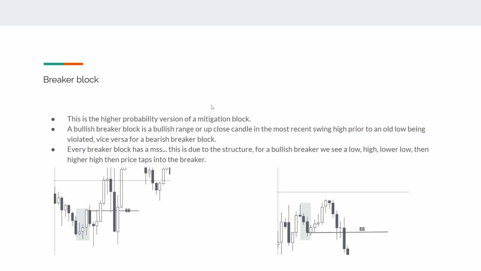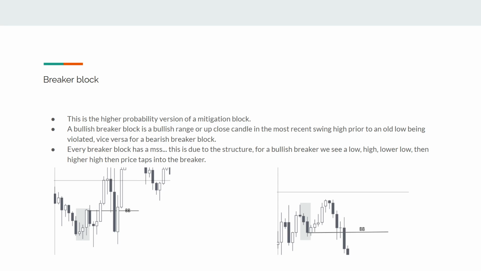Breaker block. This is the high probability version of a mitigation block. Again, I'm not going to go over mitigation blocks because I don't use them, and I don't think y'all should either. I mean, they work, but I don't think they are really the best.